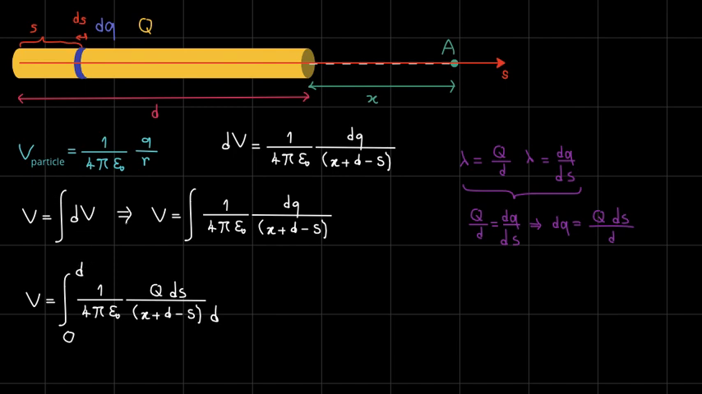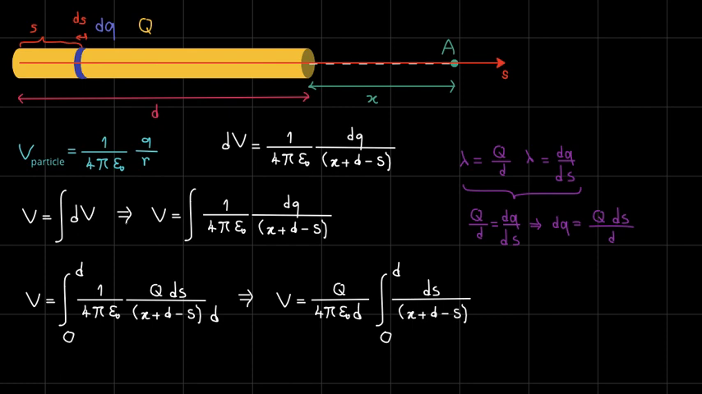In the next line, I'm going to pull out all the constants and then take this integral. Here's our integral with all the constants pulled out of the integration sign. Now this is a fairly straightforward integral. If you want, you can use a u substitution.